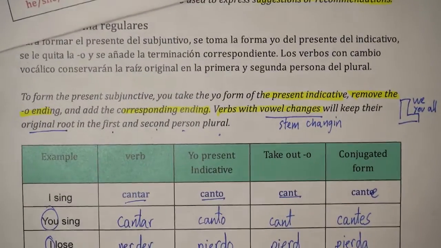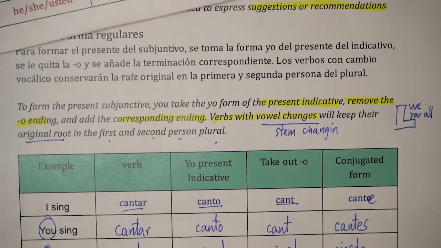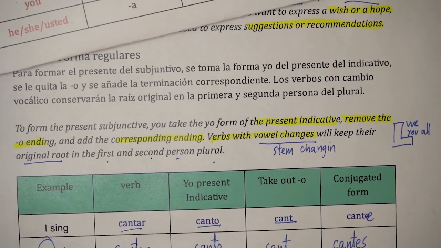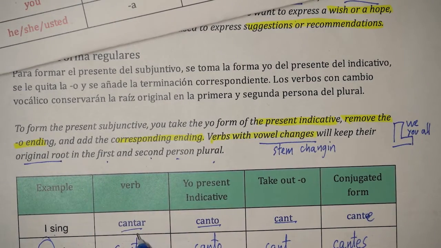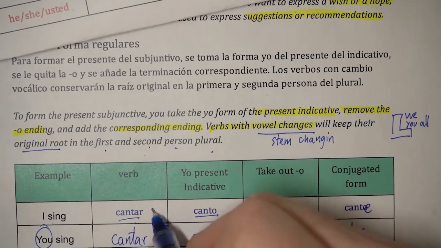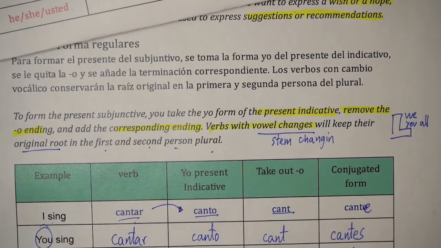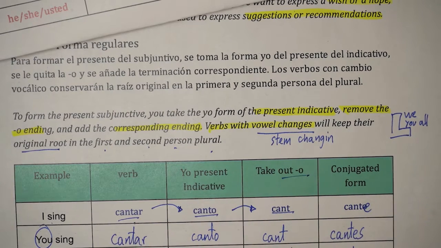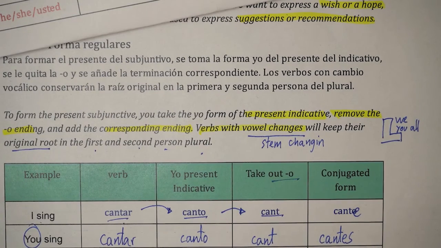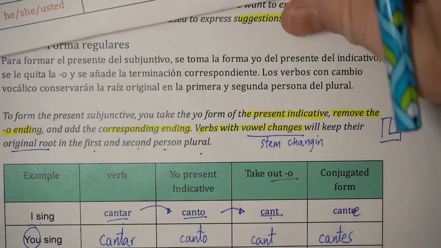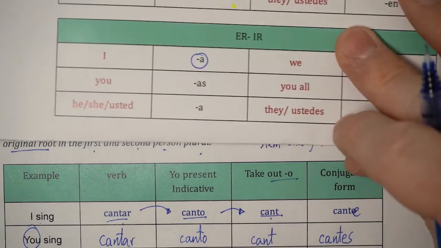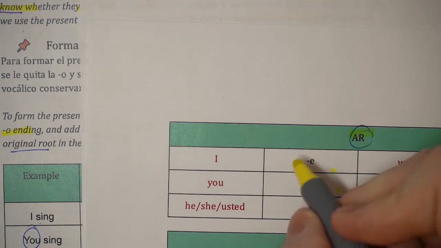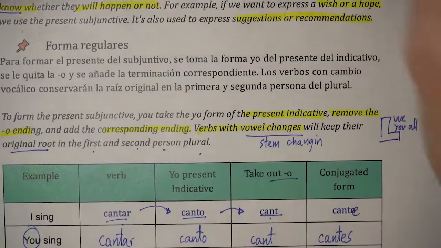We have some examples right here to see if you can start conjugating the present in the subjunctive. The first example is I sing. The verb is cantar. So the first step that I have to take is conjugating the yo form, canto. Next step, take out the o and work with the stem, cant. Next thing I will have to do is look for cantar, the ending for I, in this case is e, and write it down right here, cante.